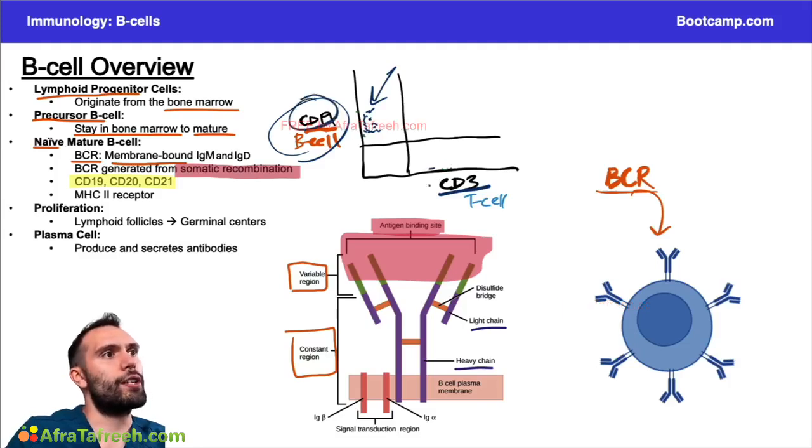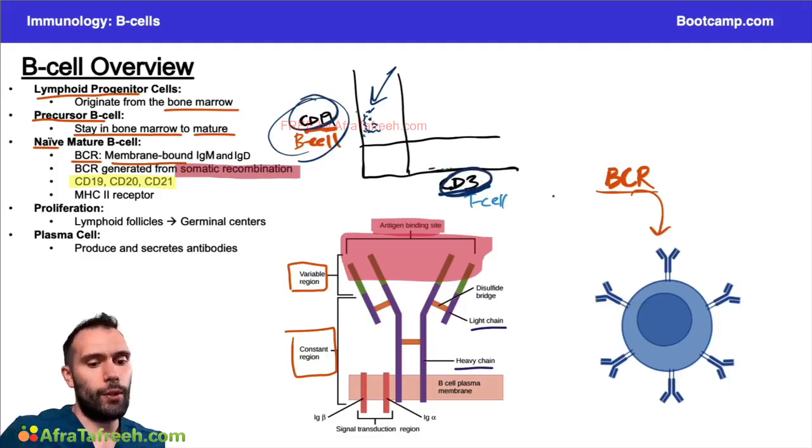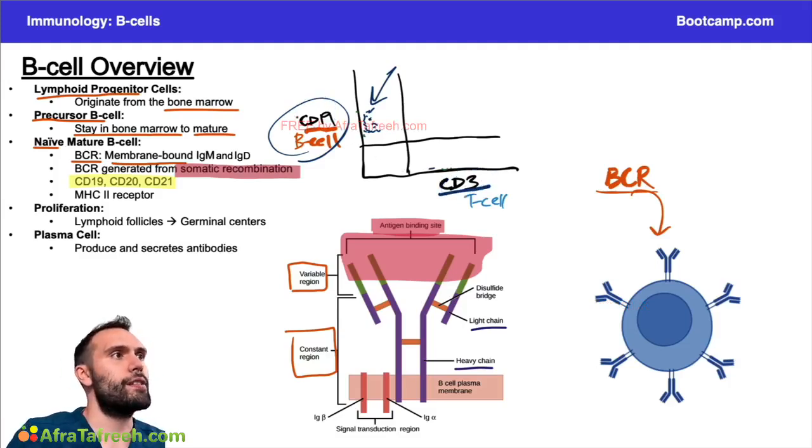Again, these are just markers to tell you what cells you're dealing with. Remember, CD3 is for T cells, CD19 for B cells. Now, these B cells, not only will they have a B cell receptor on their surface, which we already said is going to be membrane-bound IgM, or in some cases it can be IgG, and we'll talk more about this in the next video, but you can also have the MHC2 receptor.